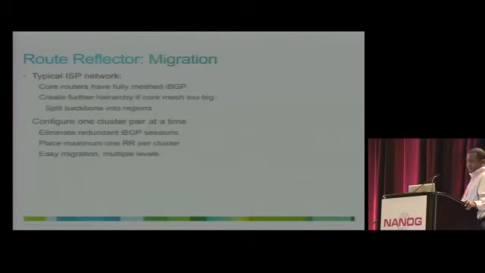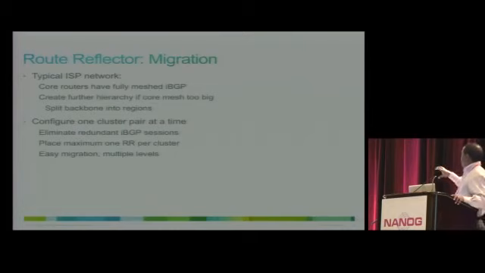So this is dealing with migration. Typical migration is that core routers have fully meshed BGP. So the core routers will have full mesh BGP, or if you use the core routers as route reflectors, they will have full IBGP mesh. And then the edges will have IBGP client peering to the core routers. That's one example.